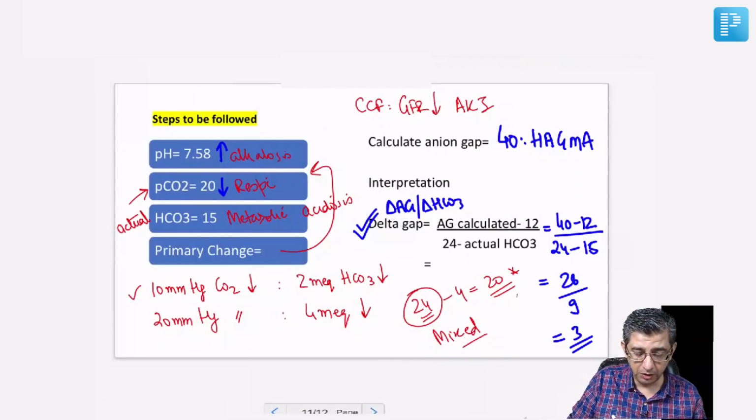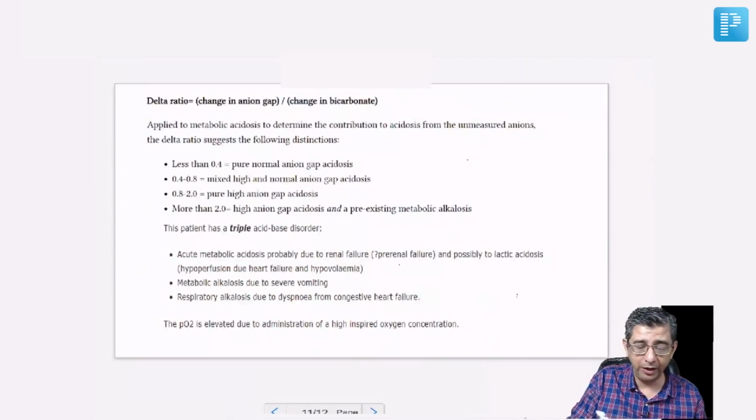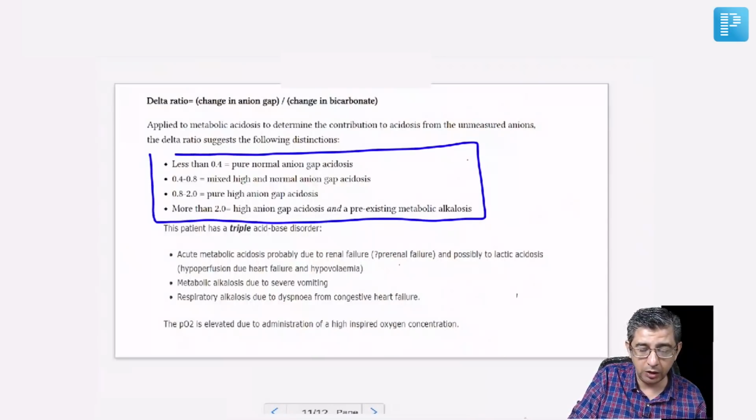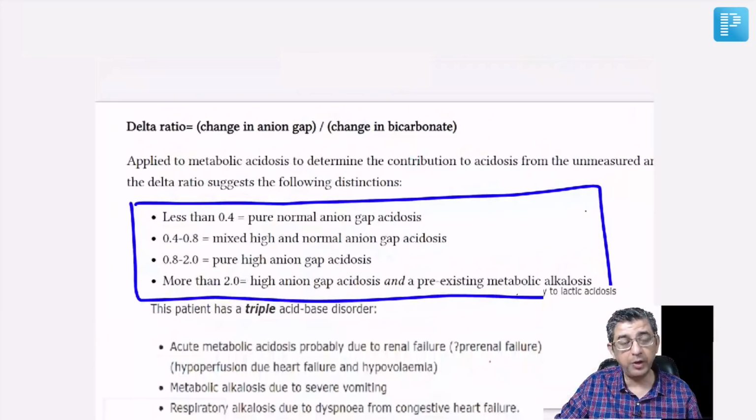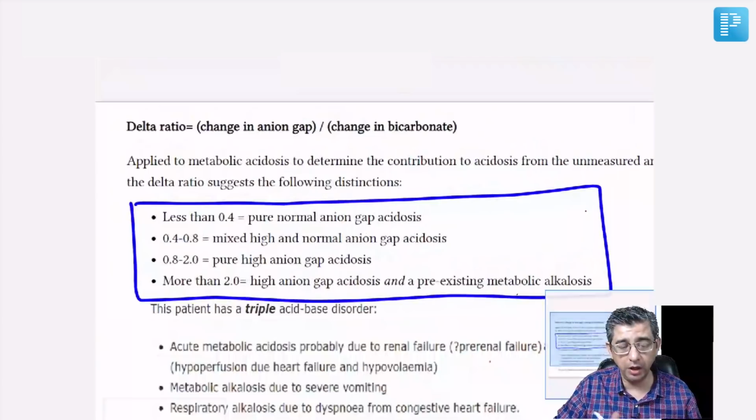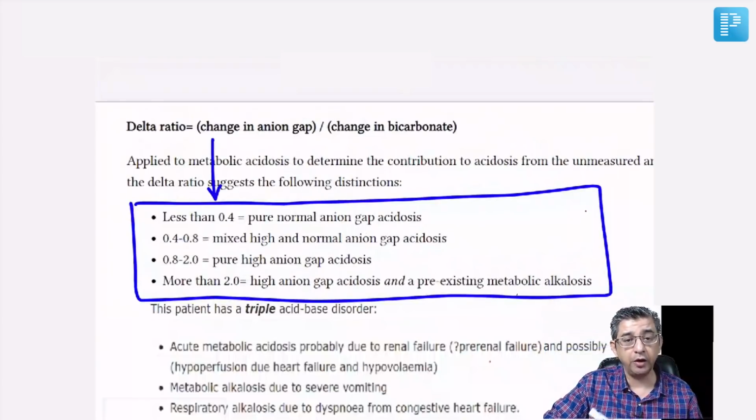The interpretation is as follows, and that's the important point that I want you to remember for today. In fact, this last MCQ that I'm discussing is of a triple acid-base disorder. You need to remember this information that is currently flashing on your screen. If the delta gap or the delta ratio is less than 0.4, then it's a pure normal anion gap metabolic acidosis.